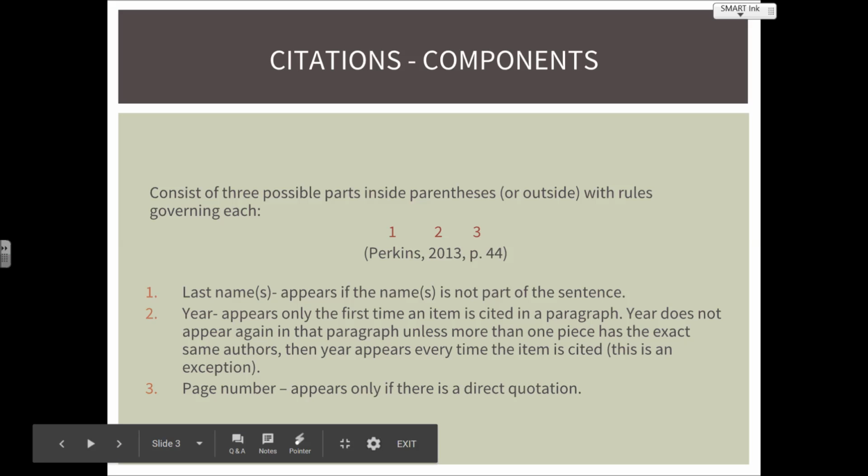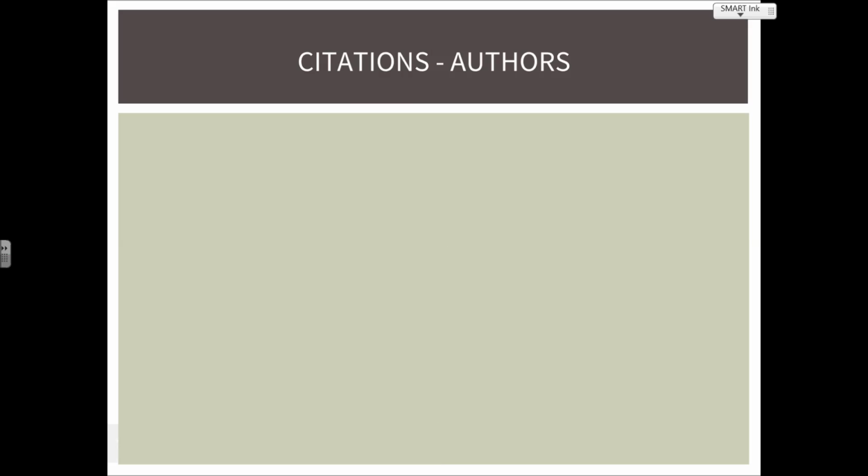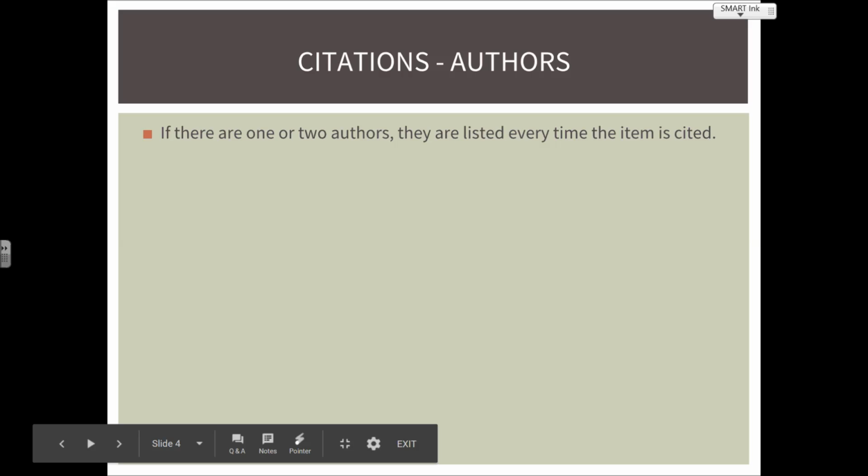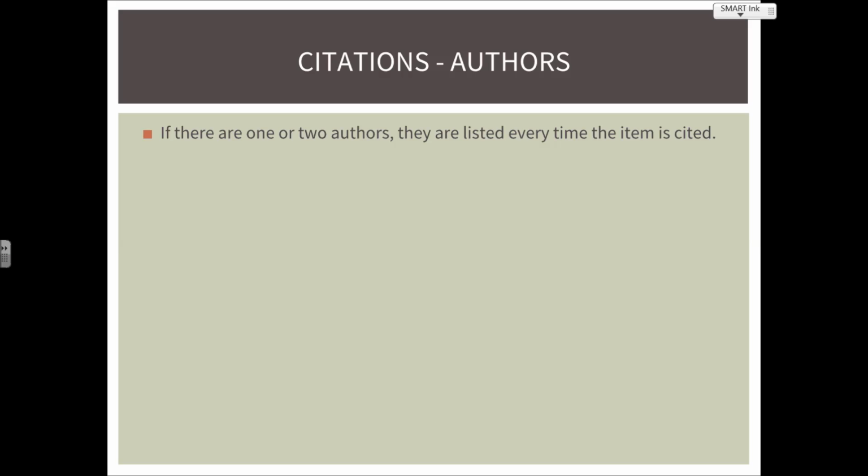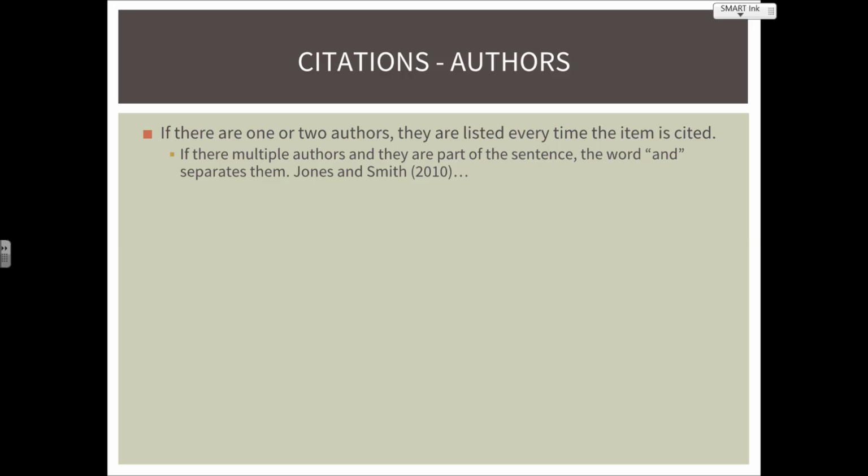And then page number only if it's a direct quotation. So, if there are two authors, multiple authors are a fairly common thing. If there are two, you list both of them all the time. If it's part of the sentence, the two will be separated by "and." But if it's not part of the sentence, the two will be separated by an ampersand. So that's the rule there. This is two authors. And with two authors, you're going to put them both in every time.